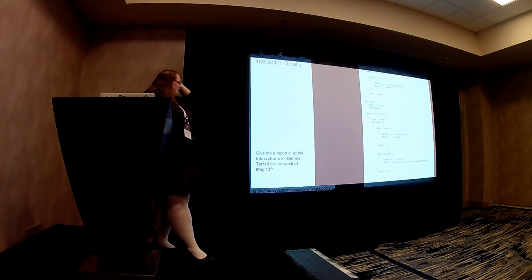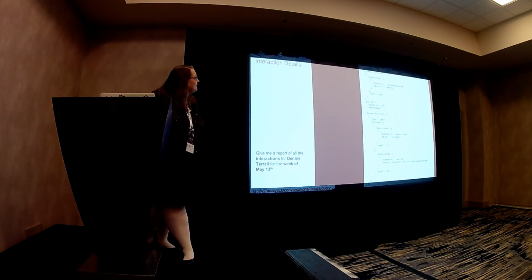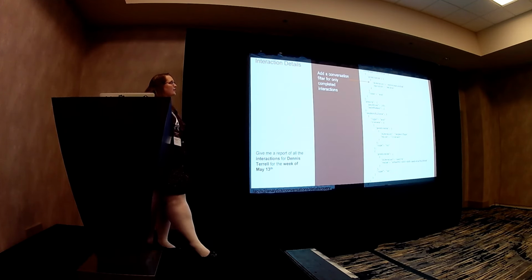So for this, we're going to hit the conversation details query endpoint. So say I want the interactions for Dennis Terrell on the week of May 13th. I'm going to send in my interval of the week of May 13th. I'm going to add a conversation filter looking for that conversation end exists, because I don't want to know anything that's in progress, because that data may change at some point.